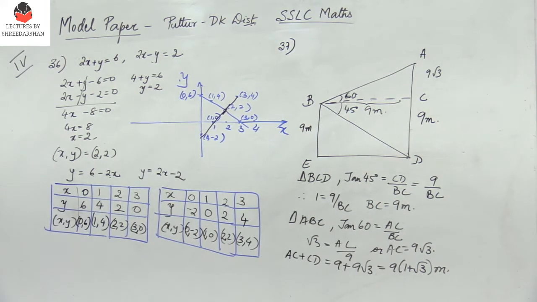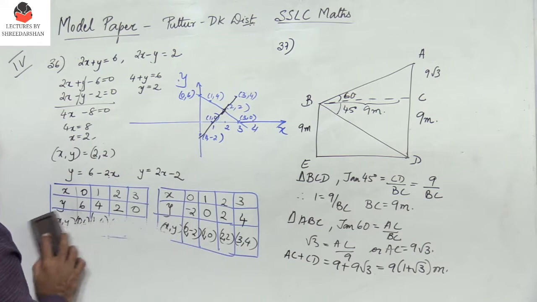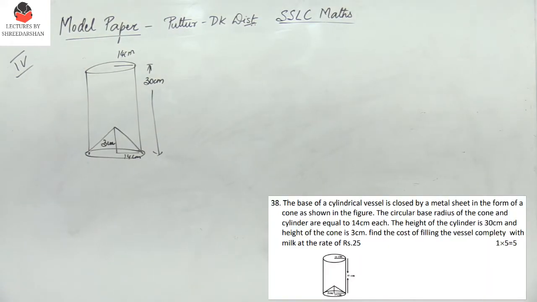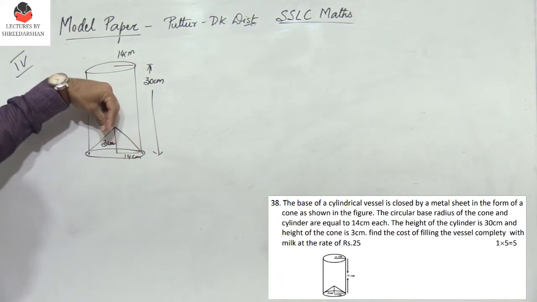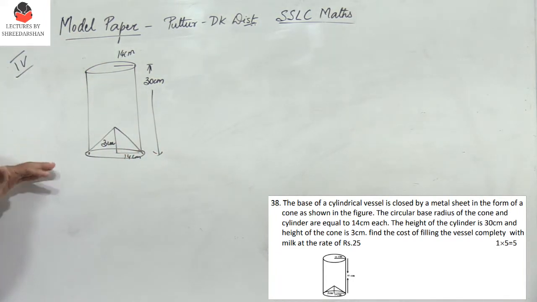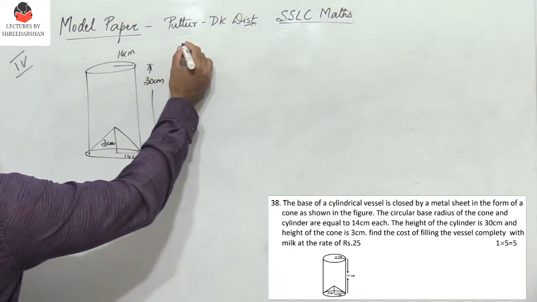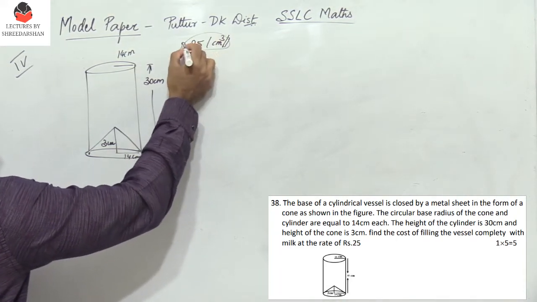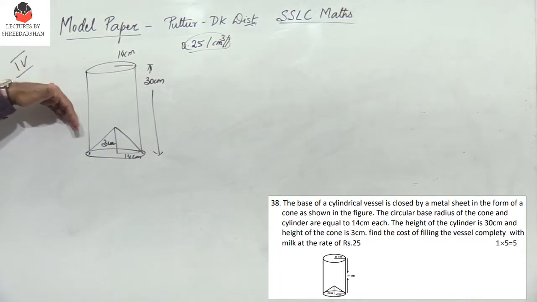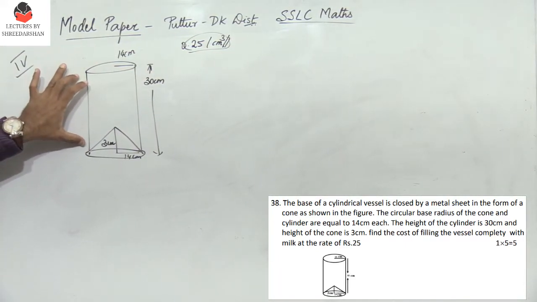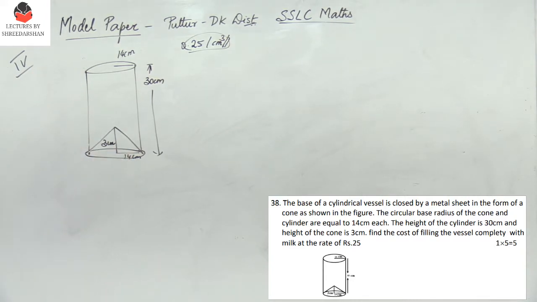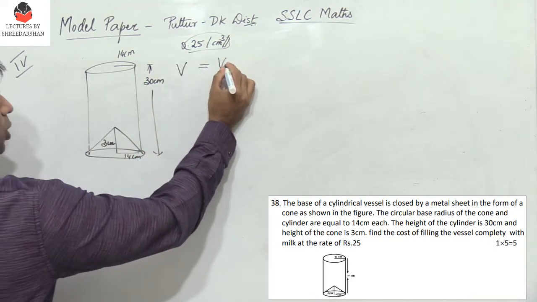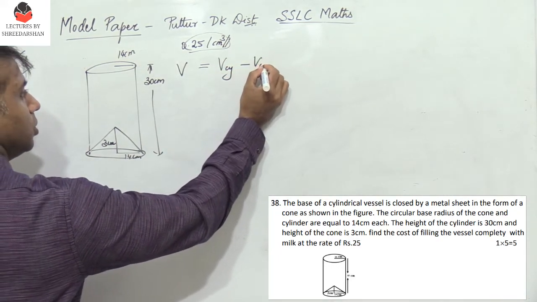So let's move on to the last question, 38. Now the base of the cylinder is closed by a metal sheet in the form of a cone. So you have a cylinder and this is closed in the form of a cone, right? Find the cost of filling the vessel completely with milk at rupees 0.25 per centimeter cube, the cost of the milk which is poured into the cylinder. So I need to find the volume of this cylinder minus the volume of the cone. So the volume of the figure is nothing but volume of cylinder minus volume of cone.